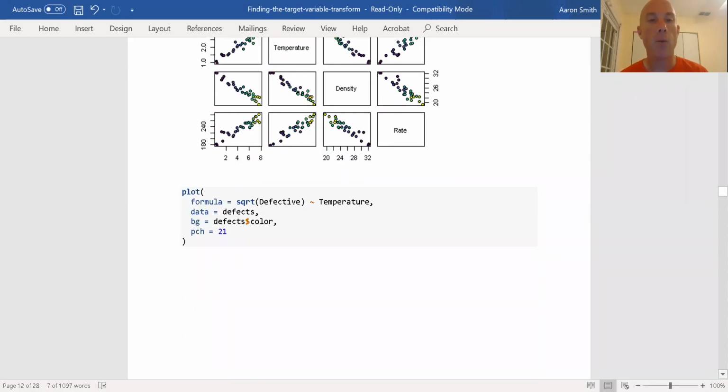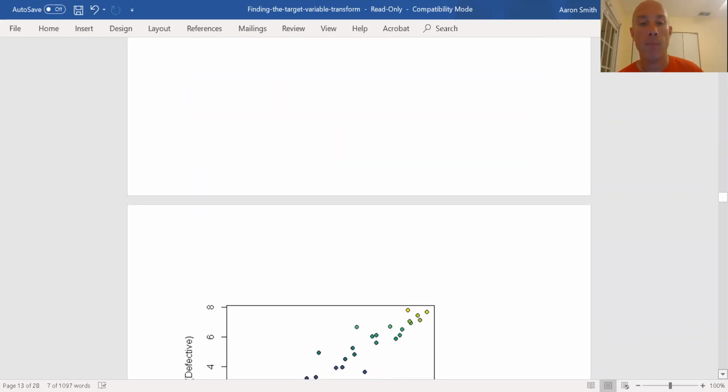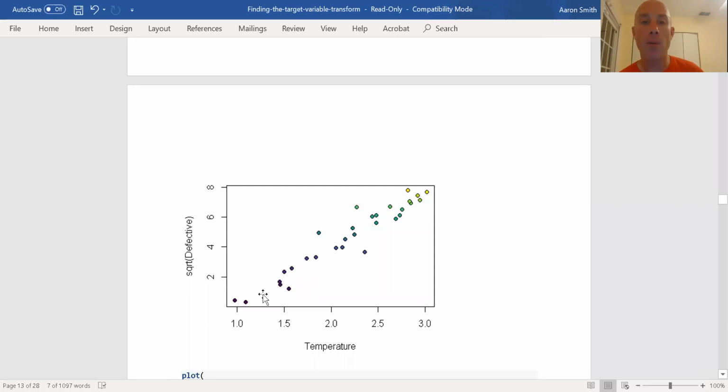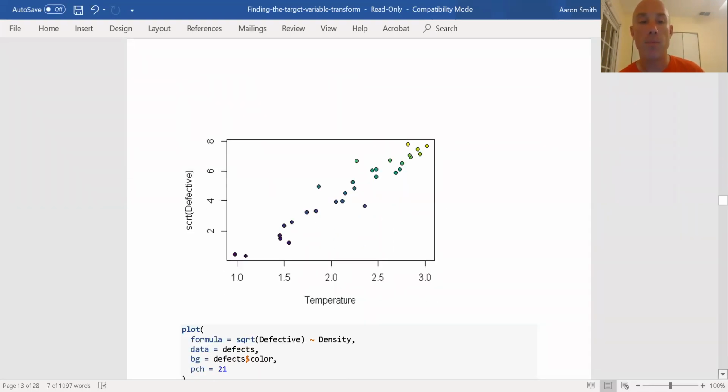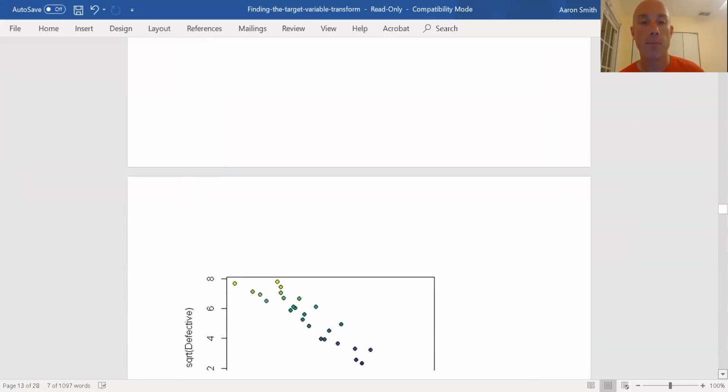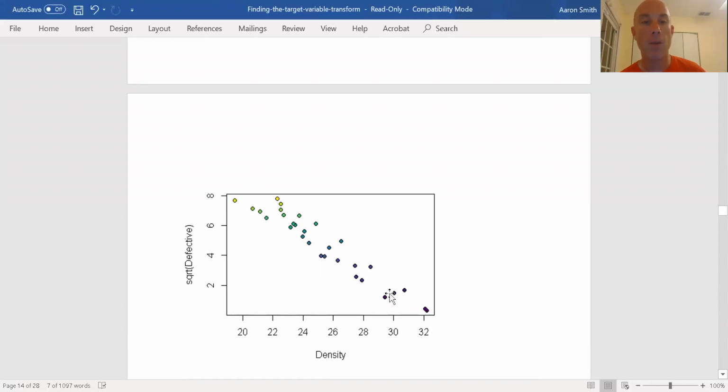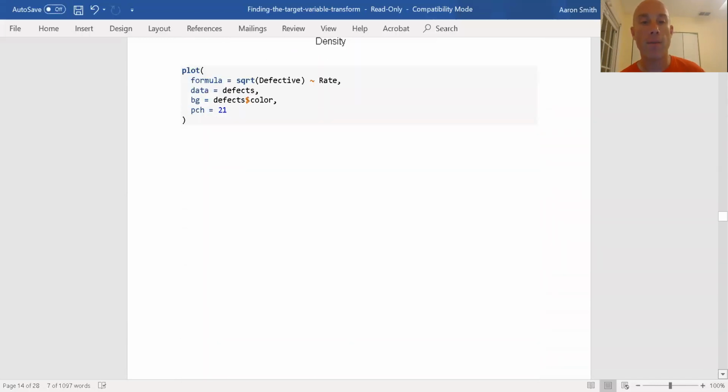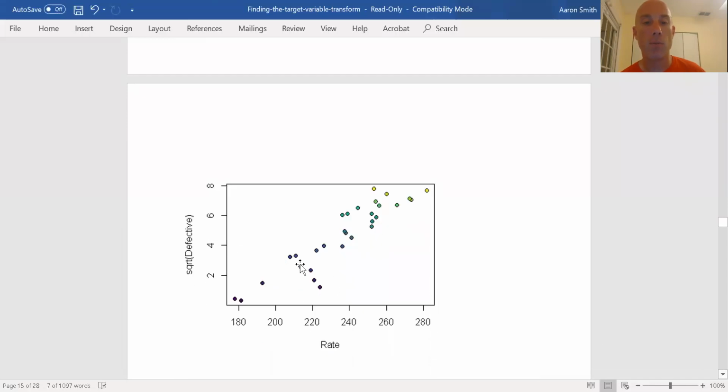Okay, so let's go ahead and do a scatter plot of the square root of defective by temperature. Here I'm zooming in on that top row of pairs plots. I'm feeling better about this being a straight line. Let's keep on going. Density and the square root of the target variable. Now we've got rate and defective. Here, these points are sticking out, kind of strange looking to me. Honestly, if I moved one point, I would still see a straight line there. So I'm wondering what's going on, and I would want to dig into that further.